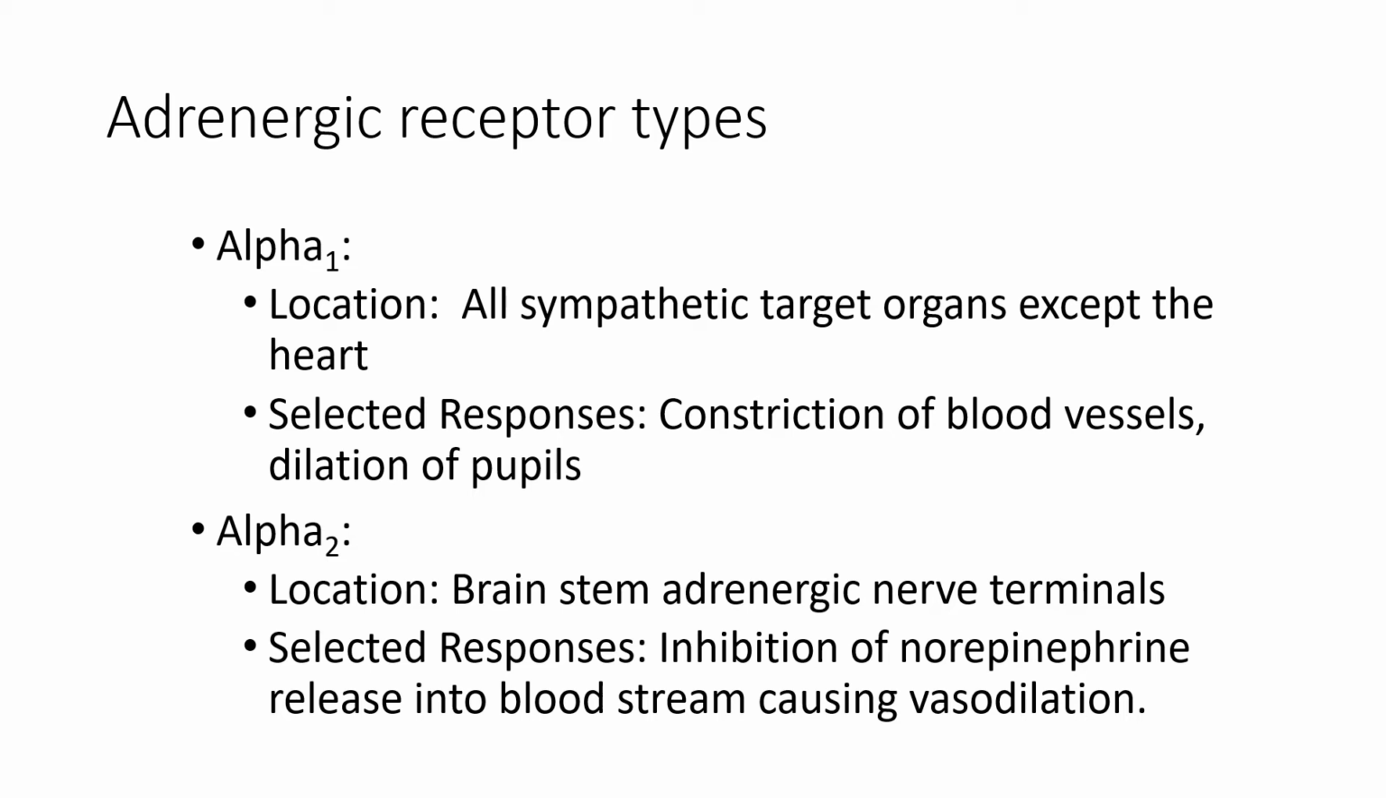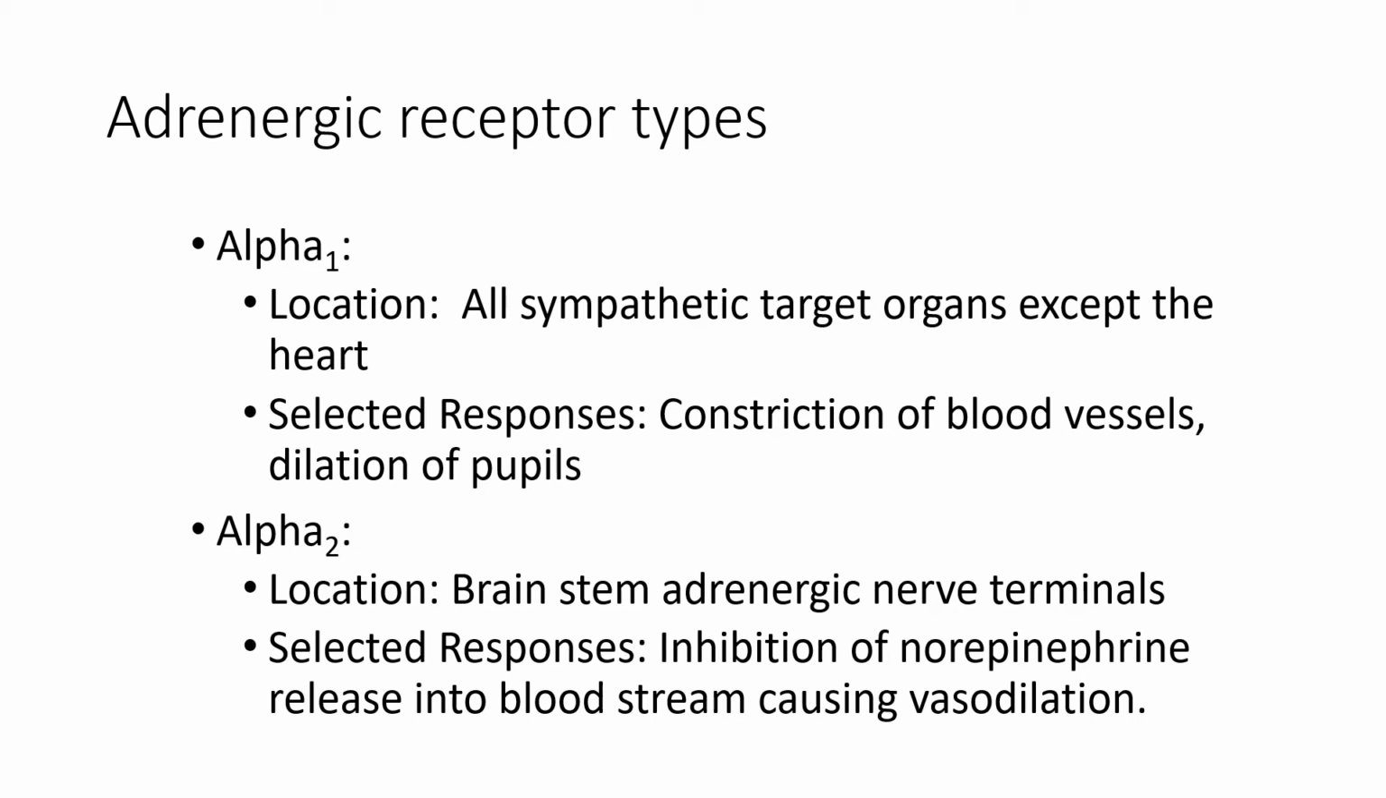So alpha-1 receptors, where are they mainly? All sympathetic target organs except the heart. So they're mainly on the blood vessels and the pupils. They vasoconstrict the blood vessels except in the muscles. Remember, the beta-2 agonists vasodilate those so you can maintain blood flow to your muscles while you're running away. They dilate the pupils so you have a better view of what's happening in front of you, better peripheral vision.